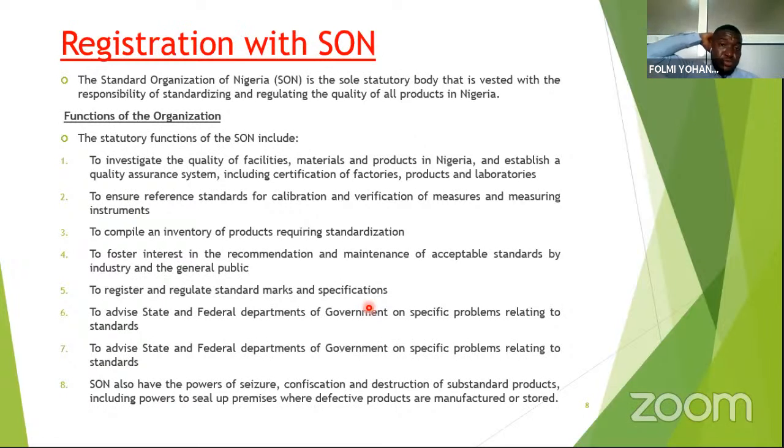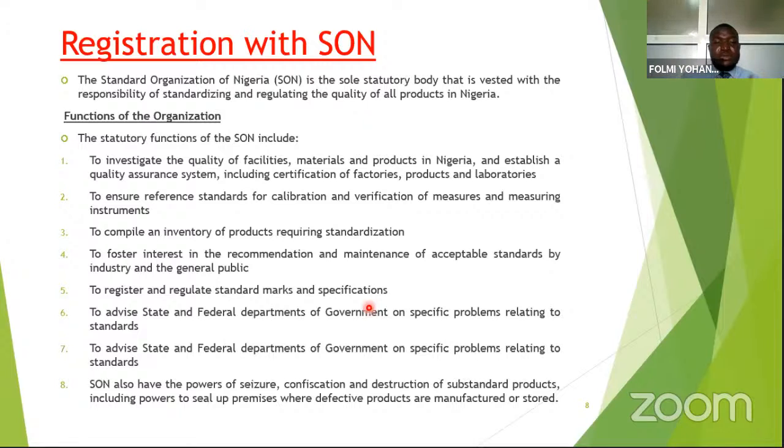So it's the responsibility of the Standard Organization of Nigeria to ensure that all products sold in the market that fall within the categories they administer are certified by them. If your product is not certified, then you stand the risk of losing that product to the Standard Organization of Nigeria, especially when they go to inspect the market. It could be through seizure, confiscation, or destruction of any substandard product, because if a product is meant to be certified by the Standard Organization of Nigeria and it is not, there's a presumption that the product is substandard.